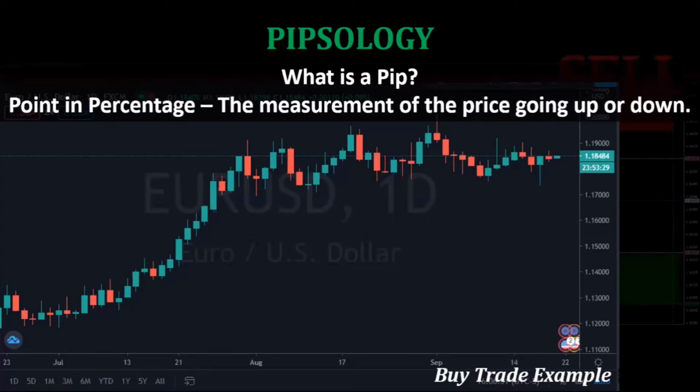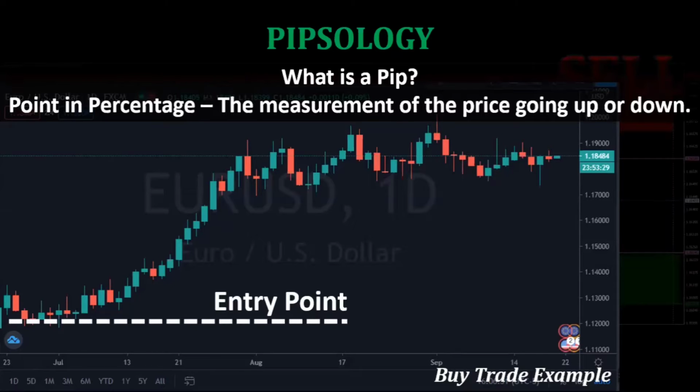So this is what actually happens when you put in a trade, right? When you put in an actual trade in the foreign exchange market, the price goes up or it goes down. The movement of the price going up and down is what we call a pip. This is an example of a buy trade, okay? So we go into the market.